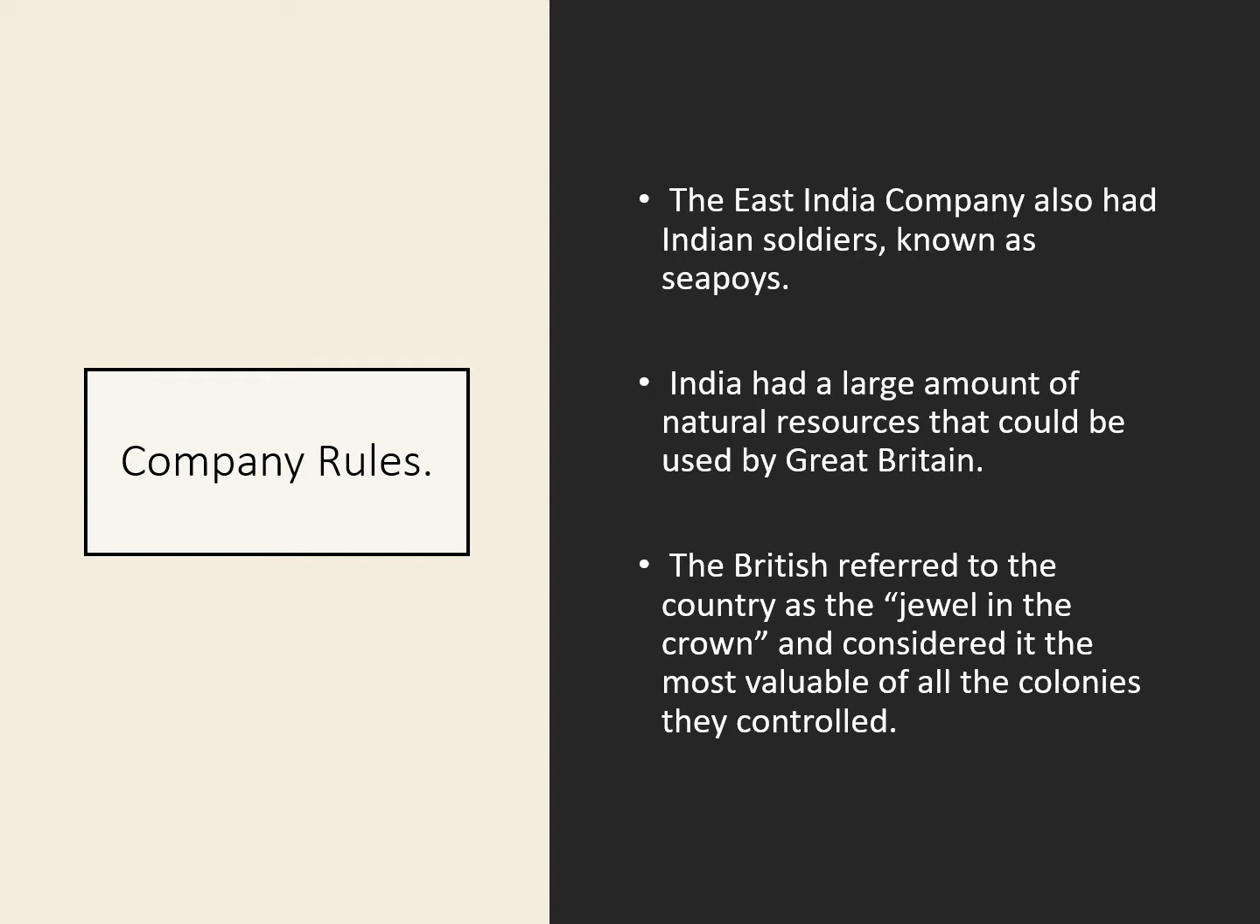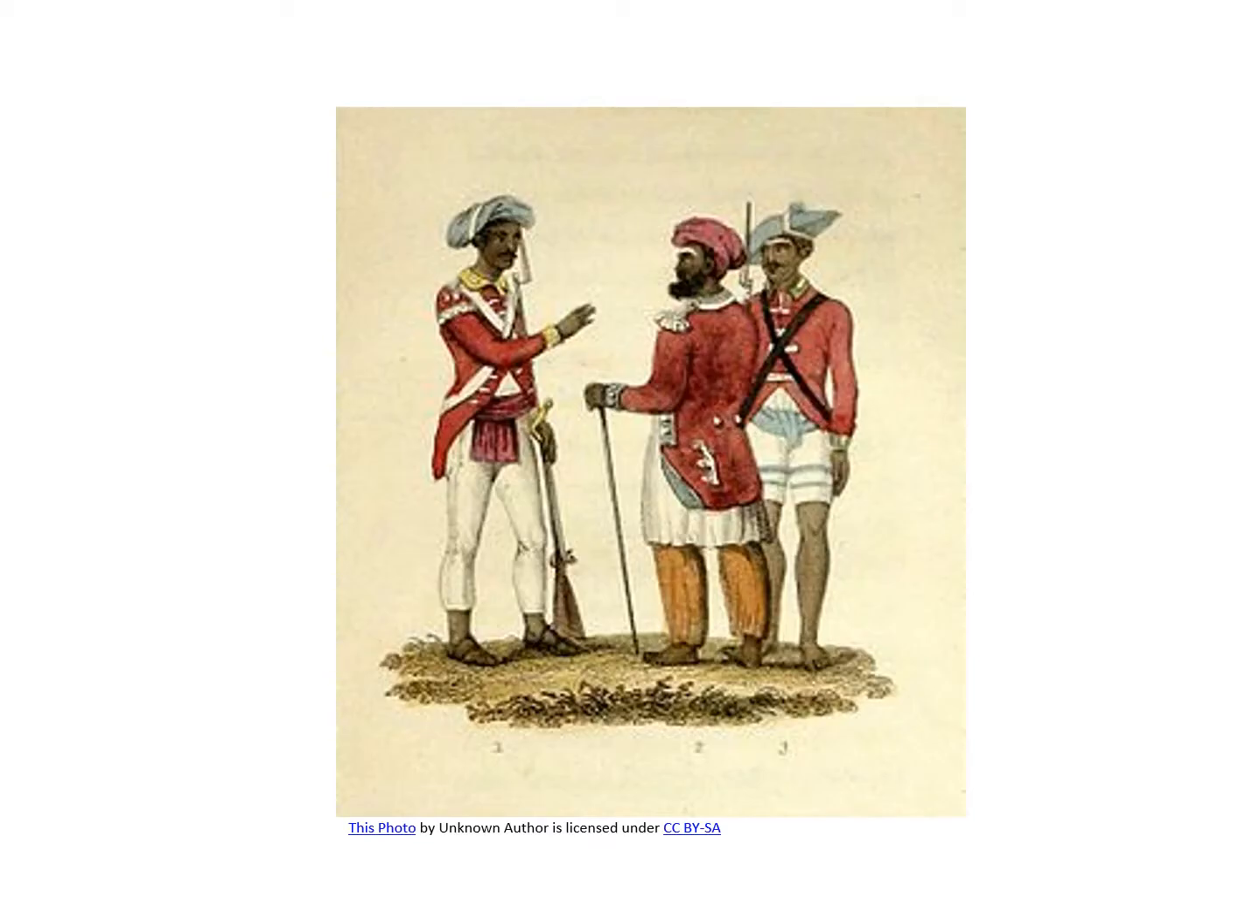The East India Company also had Indian soldiers. They were known as sepoys. My apologies on that. Sepoys. India had a large amount of natural resources that could be used by Great Britain. Therefore, the British referred to the country as the jewel in the crown and considered it the most valuable of all the colonies they controlled, because there were so many natural resources that Great Britain could use for many different purposes.